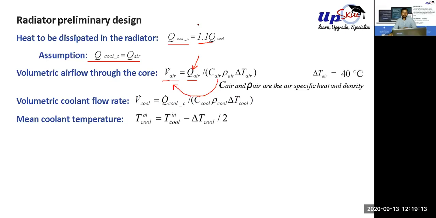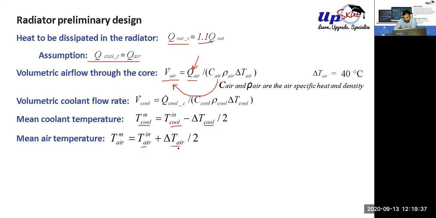Next, we have to calculate the mean coolant temperature. This is the temperature that we need to know: simply inlet and outlet temperature divided by two. Mean air temperature similarly, inlet plus outlet divided by two.